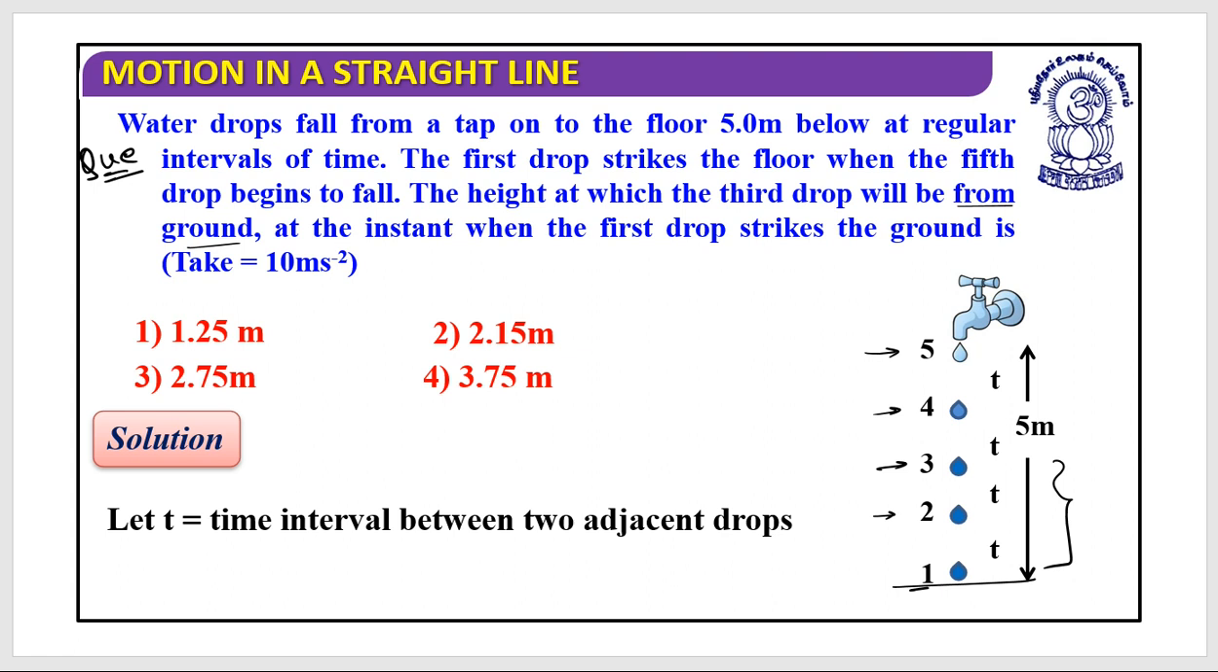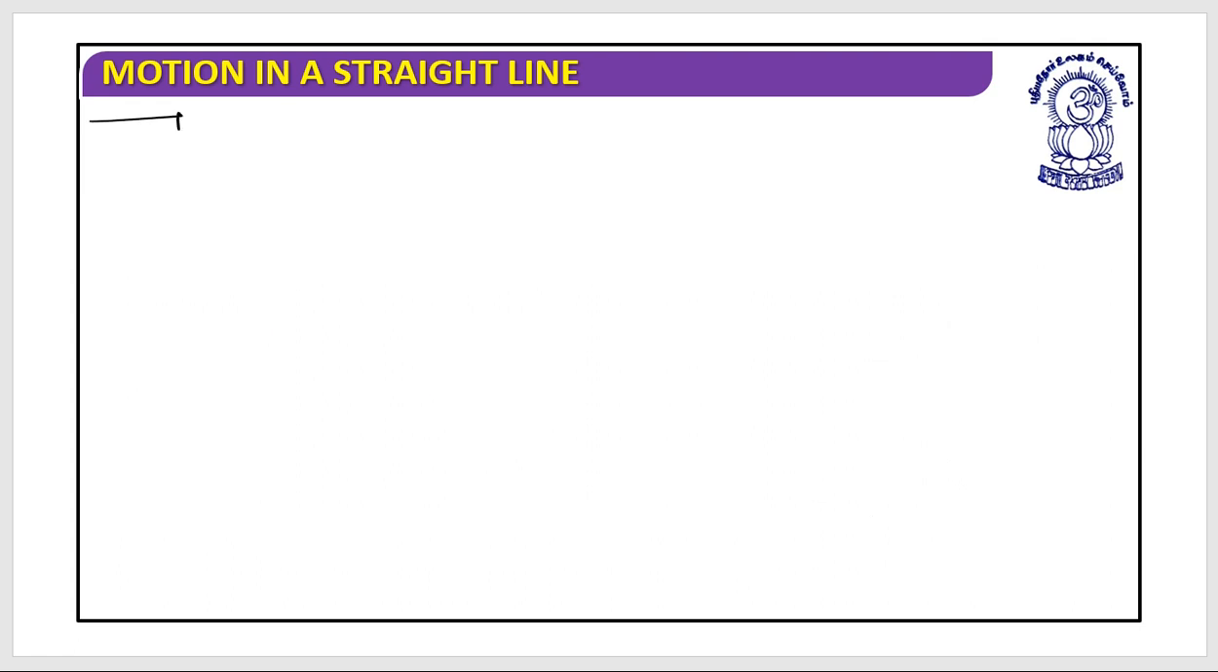So this is the first drop. The mistake we sometimes make is to label this as fifth, 4, 3, 2, 1. We are saying illogically that the fifth drop is at the floor and the first drop is just leaving, which is simply illogical. We make the mistake, so please don't do it. Now, what can I do with this? So let's begin. This is the water tap, and this is the height of 5 meter.